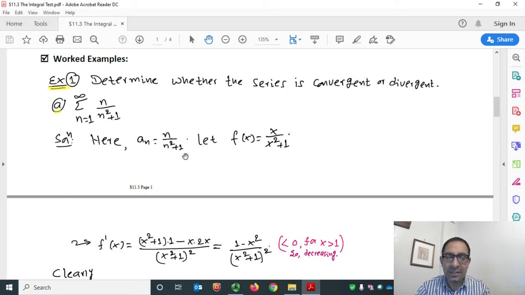So to apply the integral test, I need to show three things: positive, continuous, and decreasing. So let's assume our nth term is a_n equals n over n squared plus 1, and let our corresponding function just change n to x. So f(x) equals x over x squared plus 1. Let me scroll down.